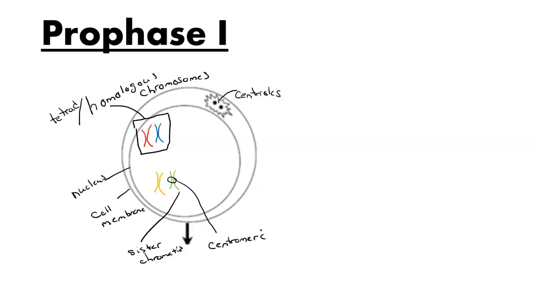Okay, so if we look at what's happening, well, first off, this is still a diploid stage or a 2N stage, because if you look, your homologous chromosomes, right, they're still together in a single cell. So that is what, by definition, a diploid cell would look like.